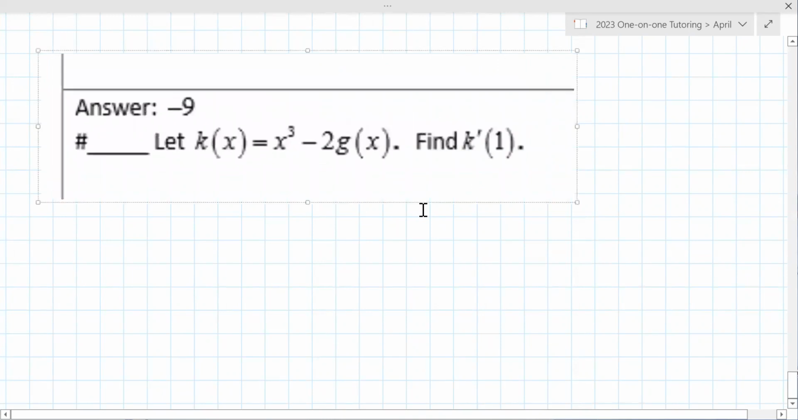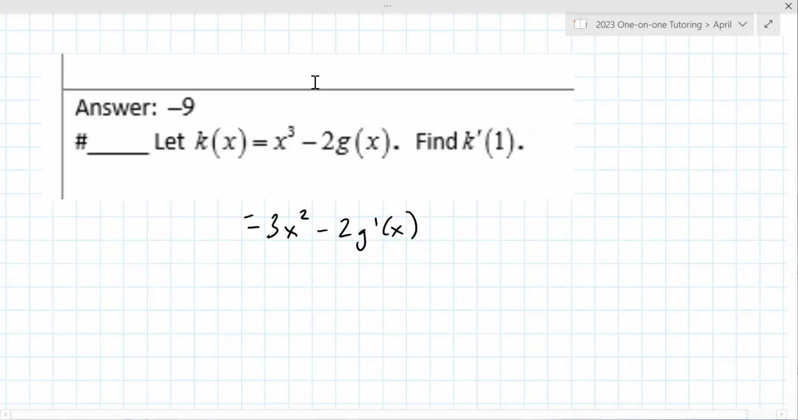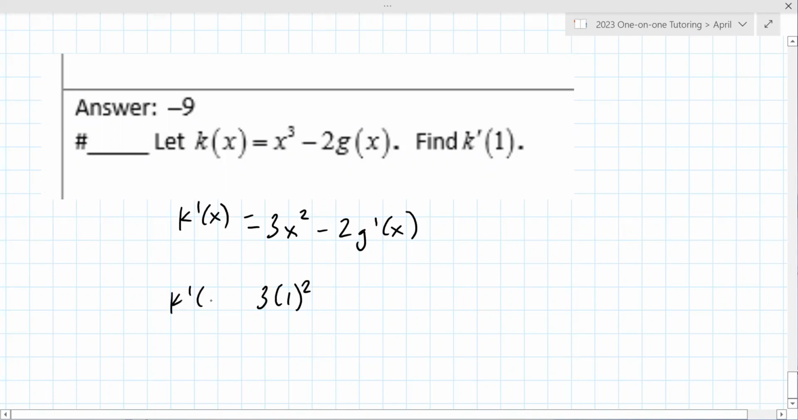All right, so the derivative here, derivative of x cubed is 3x squared minus 2g prime of x. So power rule, constant times a function. So we got 3 times 1 squared. K prime of 1: 3 times 1 squared minus 2 times g prime of 1.